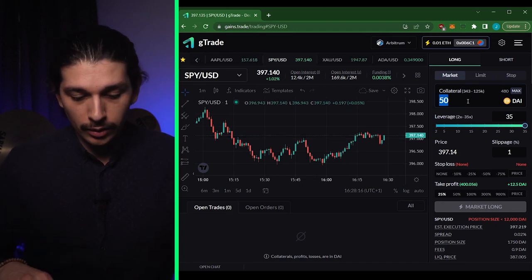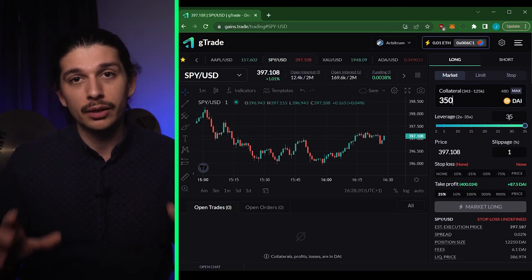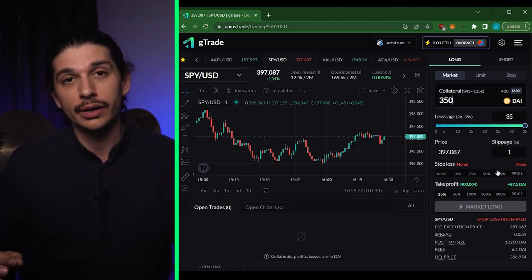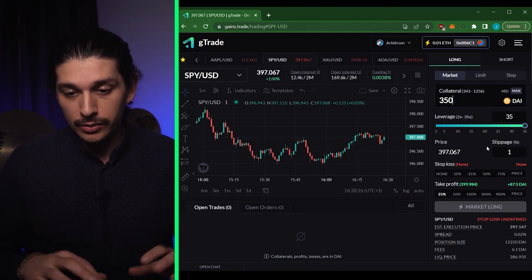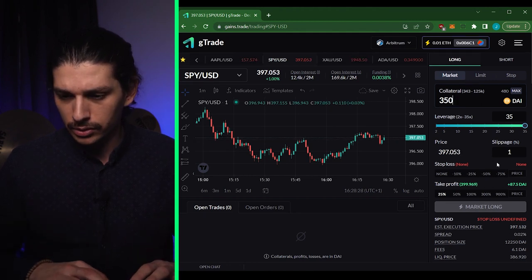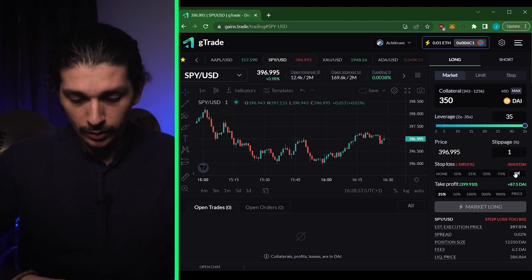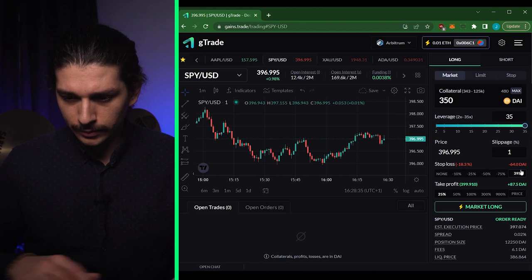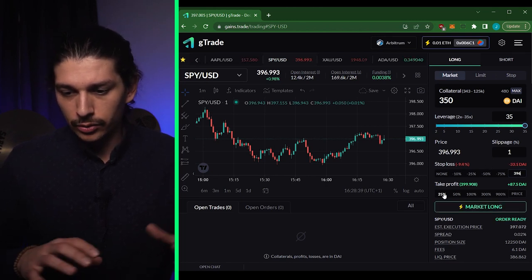And I'm going to select 350 DAI as my collateral this time. My leverage is going to be 35x because I have to get to the 12,000 DAI threshold to actually open the position. This is a high risk position, so I'm going to have a tight stop loss. I will manually enter it. Let's say 395, 396. And my take profit is indicated at 25%.